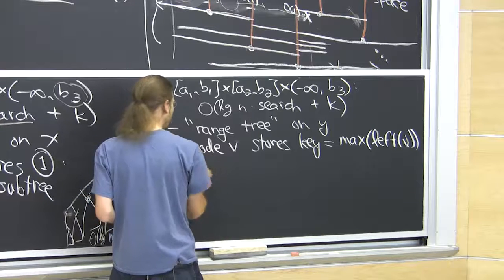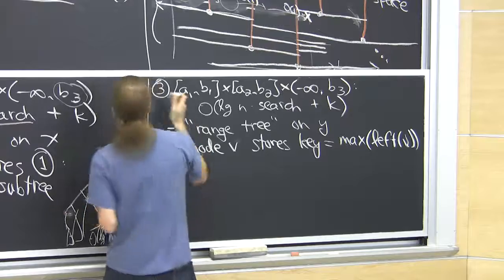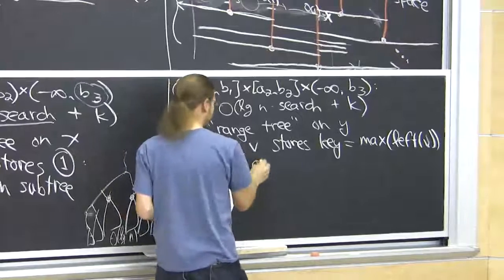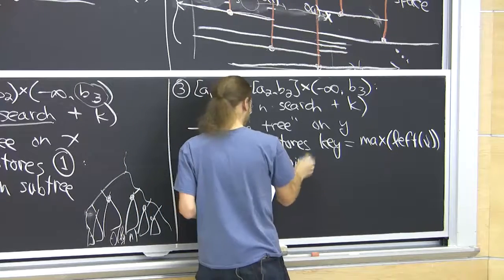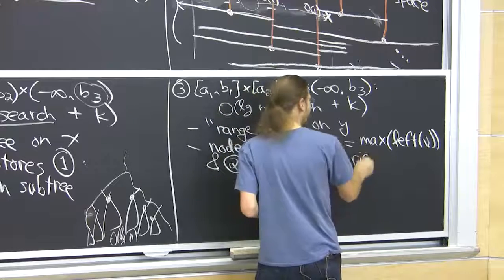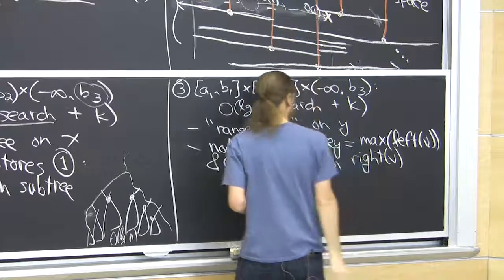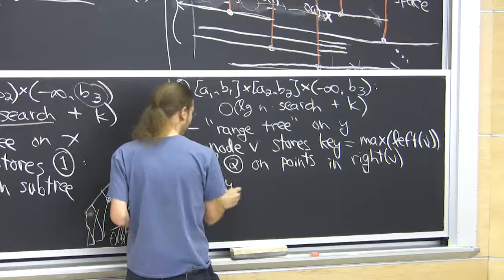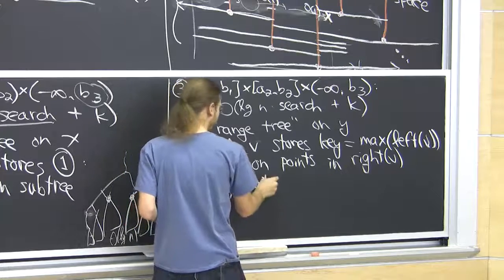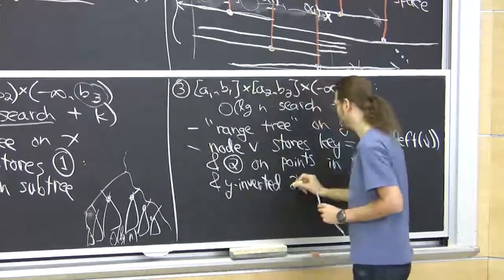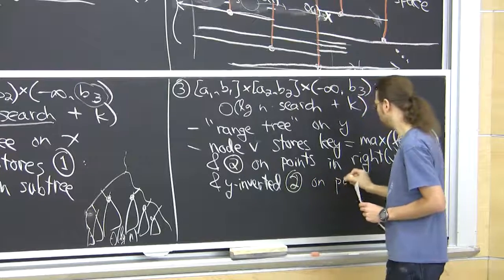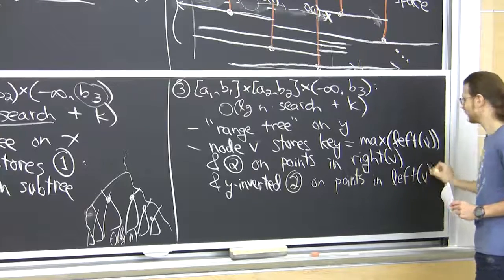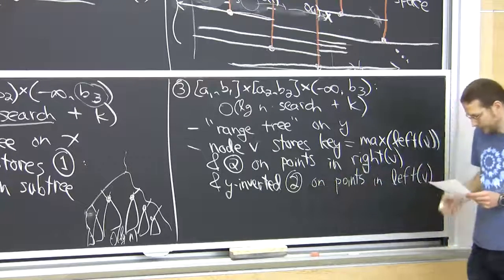Okay. A node V will also store one of these, actually two of these. So it's going to store the 2 data structure on the points in the right subtree. Not the entire subtree, just the right subtree. And it's going to store a y-inverted 2 structure on points in the left subtree. So this is the new part.